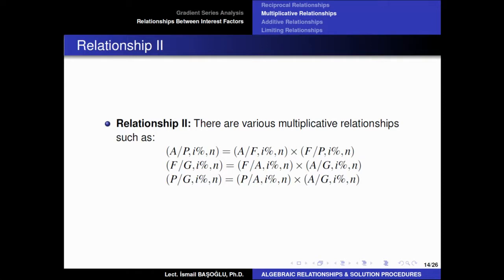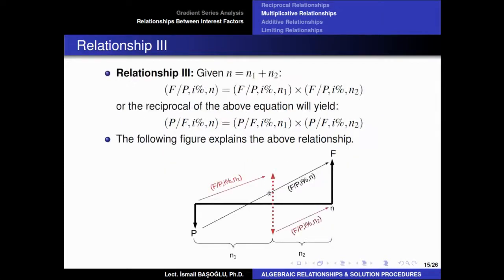So you can build these relationships, and with them, you can make direct conversions from a series type to a future value or a present value, or from a series type to another series type. You can make these fast conversions, and most of the values that are necessary for these calculations are available in the compound interest tables. Okay, so we are going to move on with another relationship. Again, this is classified as a multiplicative relationship, and it says, suppose that we have the number of investment years decomposed into two phases.